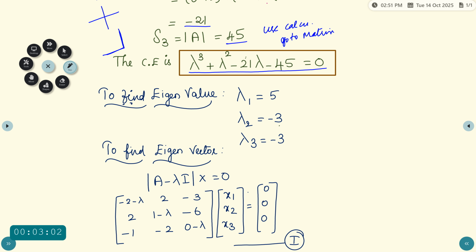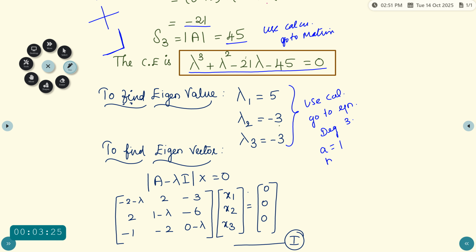Next, to find the eigenvalues and eigenvectors. First, lambda 1 is 5. How are you getting these values? You may have one doubt. Use your calculator, go to the equation mode and press degree. Degree is 3. You have to substitute all the values.